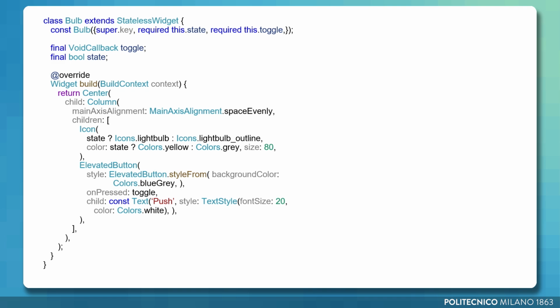Looking at the build method, we again use a center with a column. The bulb contains both the icon itself and an elevated button used to control it. To initialize the icon and its color, we use the ternary operator based on the value of state. We show a filled light bulb or an outline one, depending on whether the state is true or false, and we use yellow or gray as colors. We also set the size to 80 to make the bulbs clearly visible.